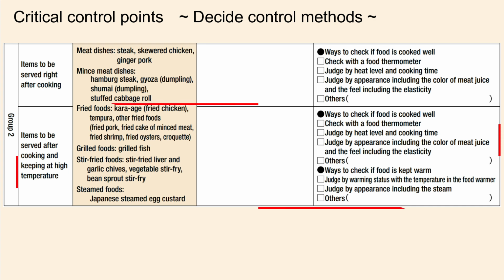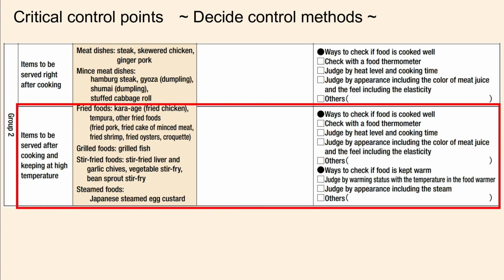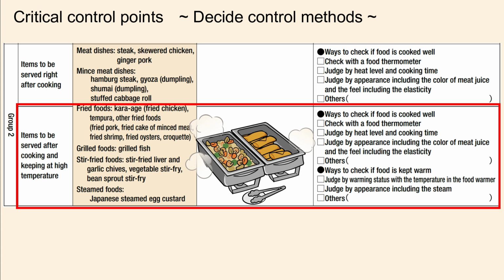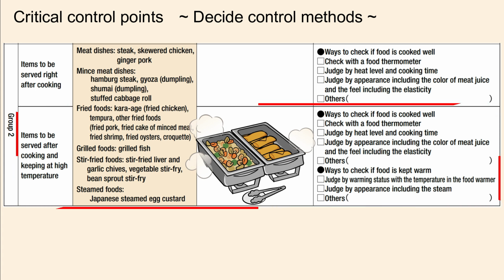Next is the second group, items that are served after being heated and stored at high temperatures. The difference from the previous case is that after the food is heated, it is left for a certain period of time before being served. So, the first step is to confirm that it was heated properly. Then, after heating, the food must be kept at a high temperature to prevent any surviving microorganisms from multiplying again.